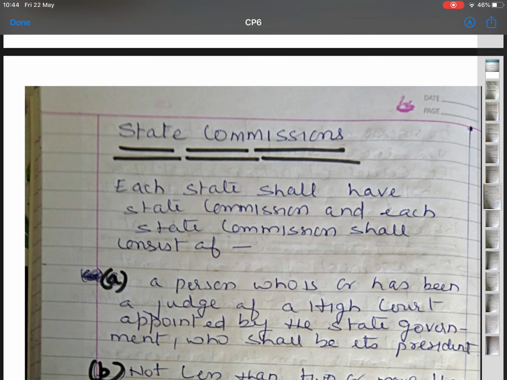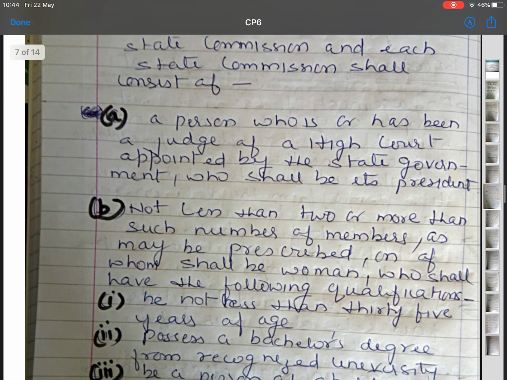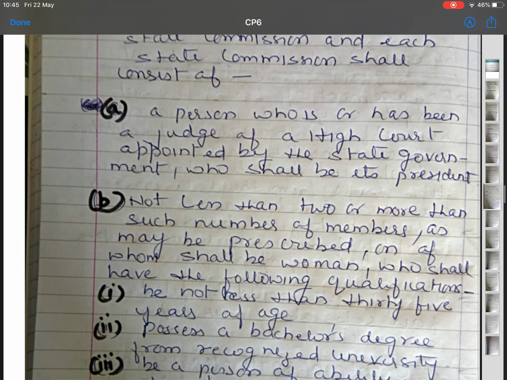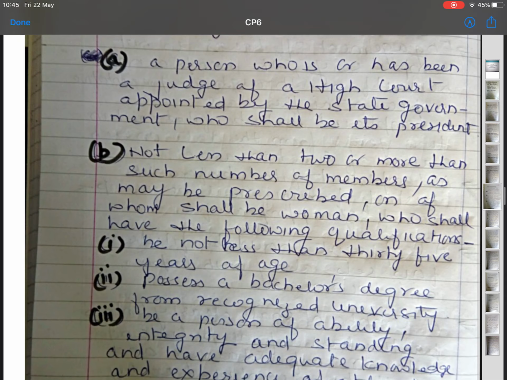Each state shall have a state commission, and each state commission shall consist of a person who is or has been a judge of a high court appointed by the state government, who shall be its president. Not less than 2 or more than such number of members as may be prescribed, one of whom shall be a woman.